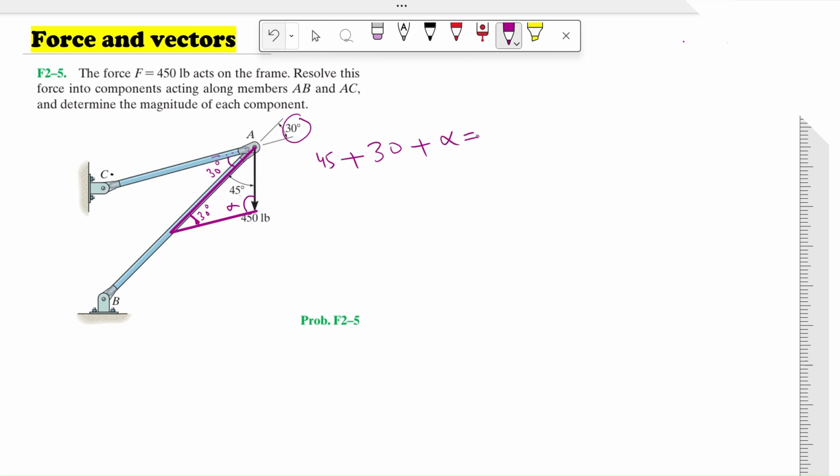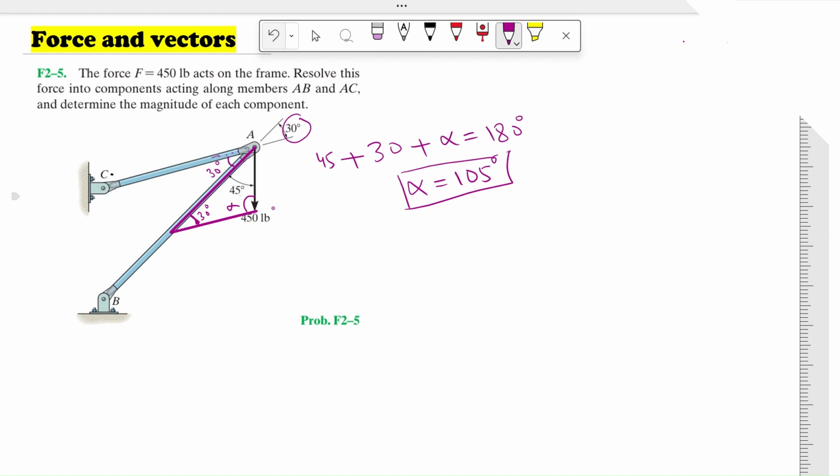So alpha, I know from basic geometry that the sum of all the angles in a triangle is equal to 180 degrees. So adding 45 and 30 and shifting to the other side, then simple calculation, this angle will be equal to 105 degrees. So I have calculated the angles.